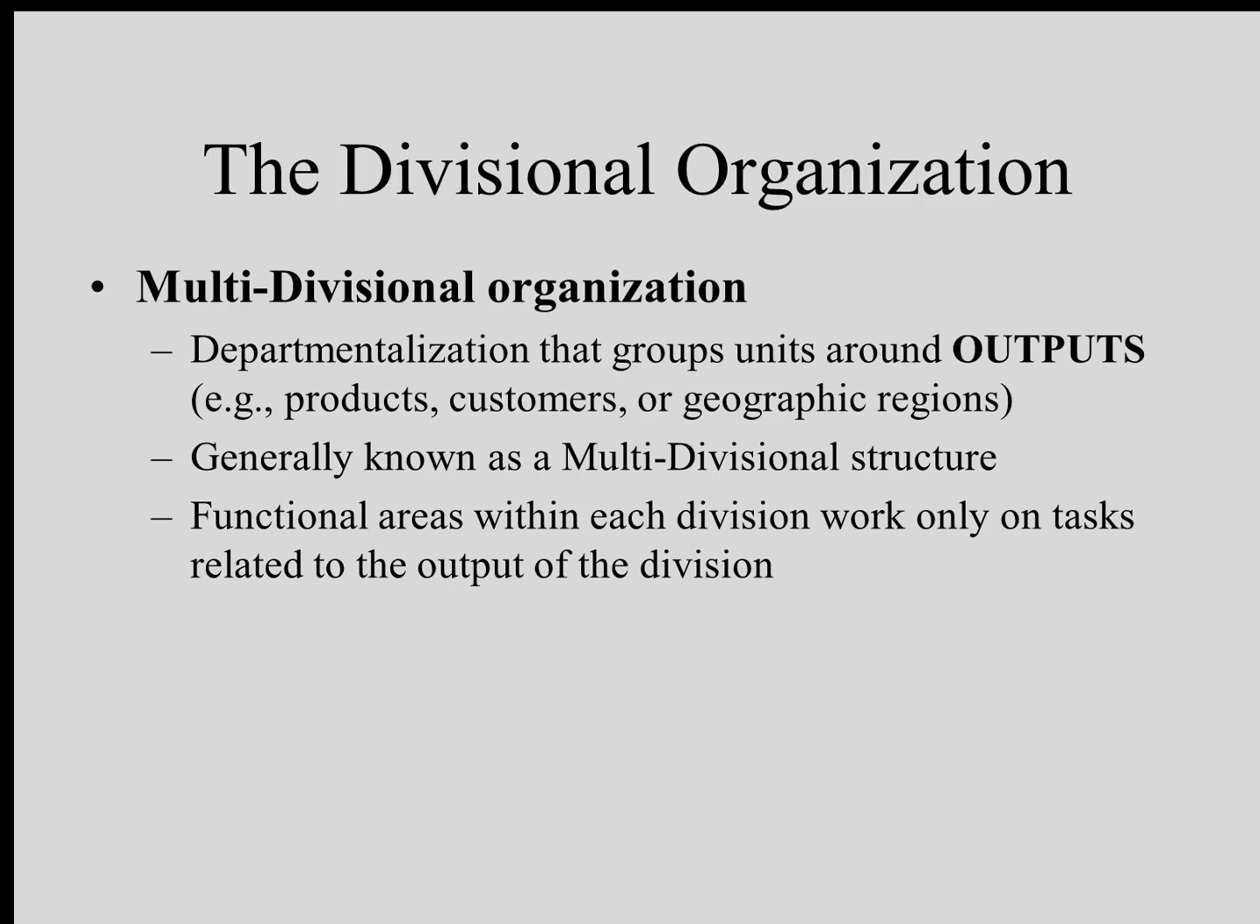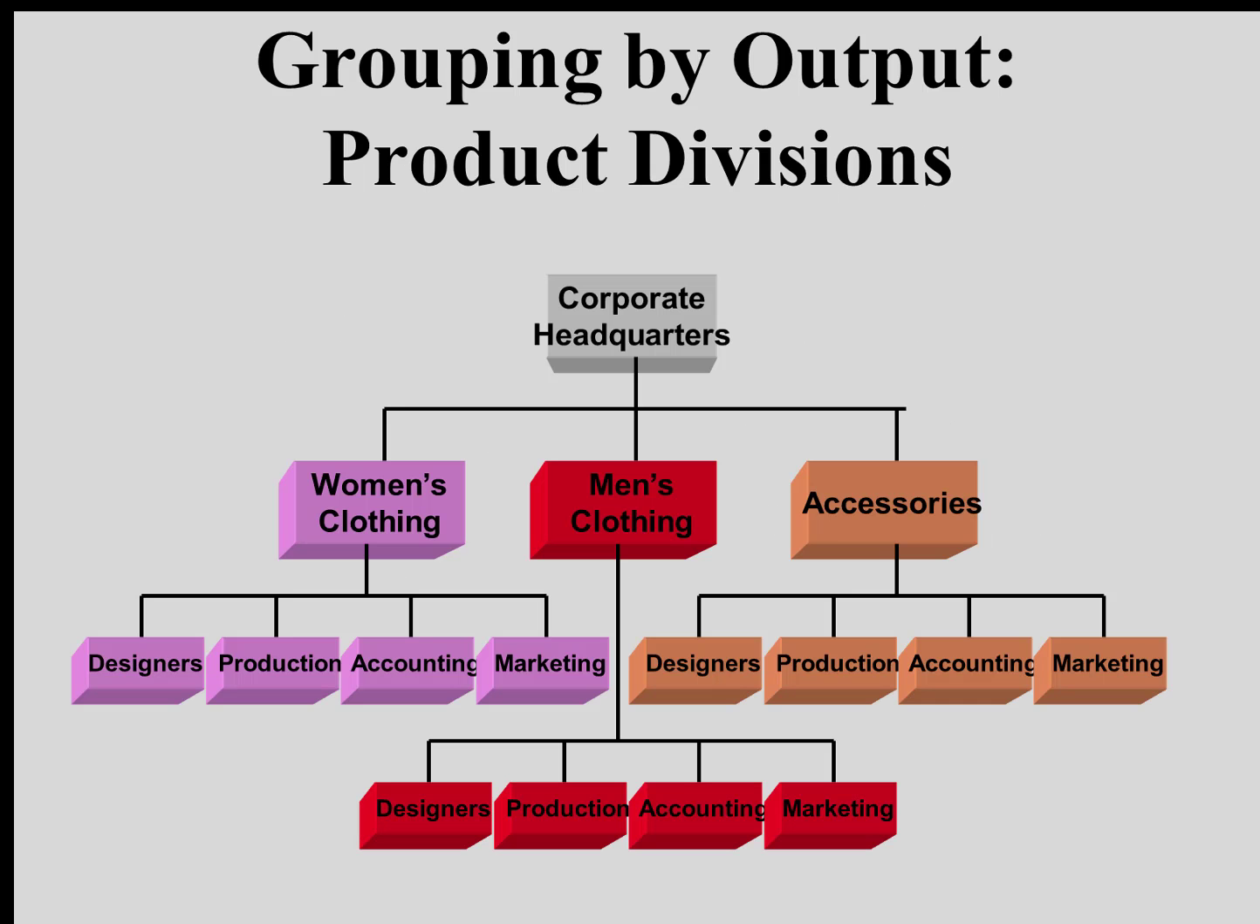Then within each of the wholes, we have the functional areas, and those functional areas work only on the tasks related to the output or the division. So let's look at a picture of this. In this case, we could take our previous functional firm, say it was a clothing company, started out making perhaps only men's clothing, but then broke into women's clothing as well as accessories.